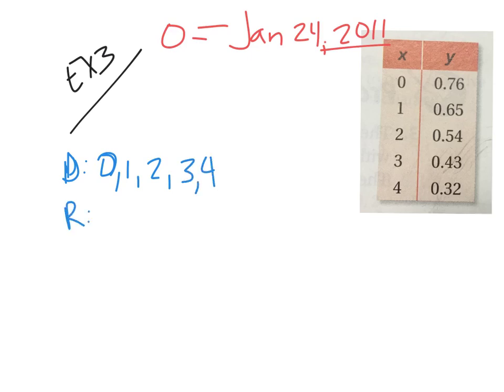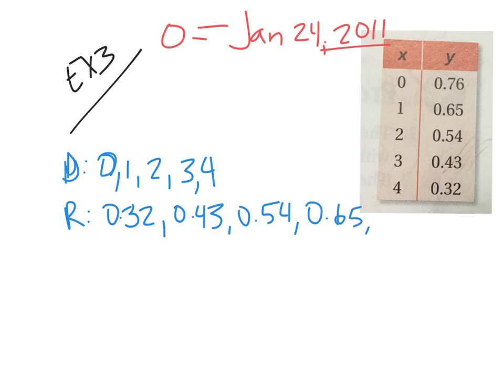What would be my range? Your range would be 0.76. No, 0.32. Very good. 0.43, 0.54, 0.65. Make sure you put the 0 in front of it, because if you leave that out, it wouldn't be correct. Make sure you're writing this down. Domain and range, very good. So that's A, to interpret domain and range.